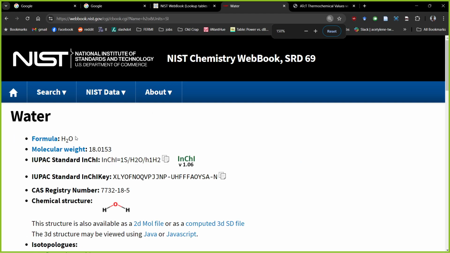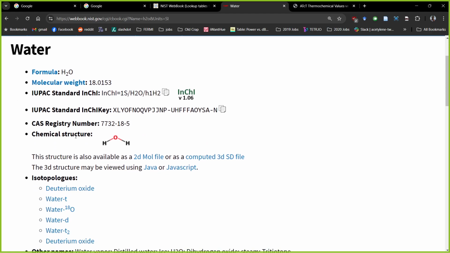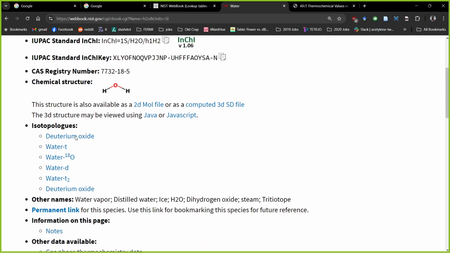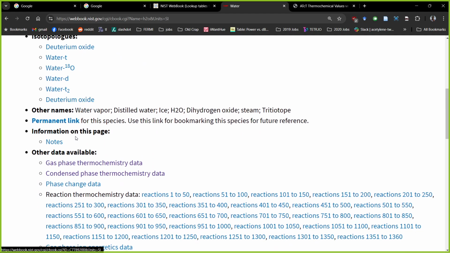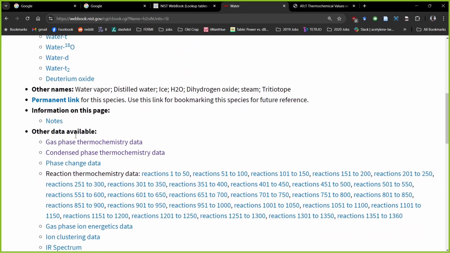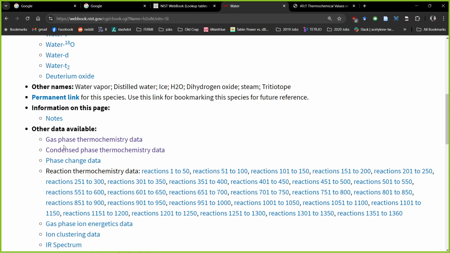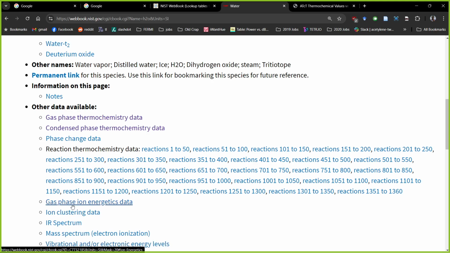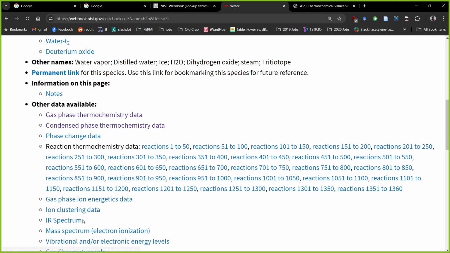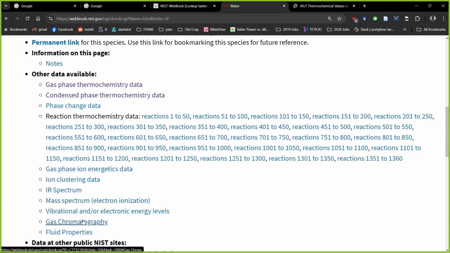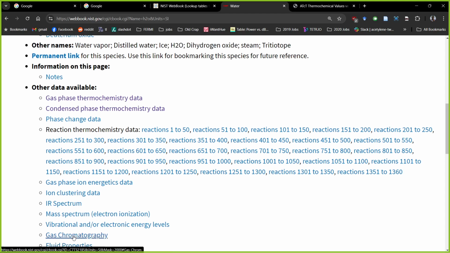This is a repository of chemical information. So here's water. There's different isotopes if you want to look at a different isotope. But the thing that NIST really has is all of the thermochemistry data for these molecules. So you see there's gas phase thermochemistry, that's enthalpies and entropies. Condensed phase, that's liquid and crystalline. There's phase change data on here. If you're interested in ions, there's ions. There's reaction enthalpies for things with water. There's spectra, chromatograph data, fluid properties. You can calculate the density of water at every temperature you can possibly imagine. Lots of really cool stuff on here.